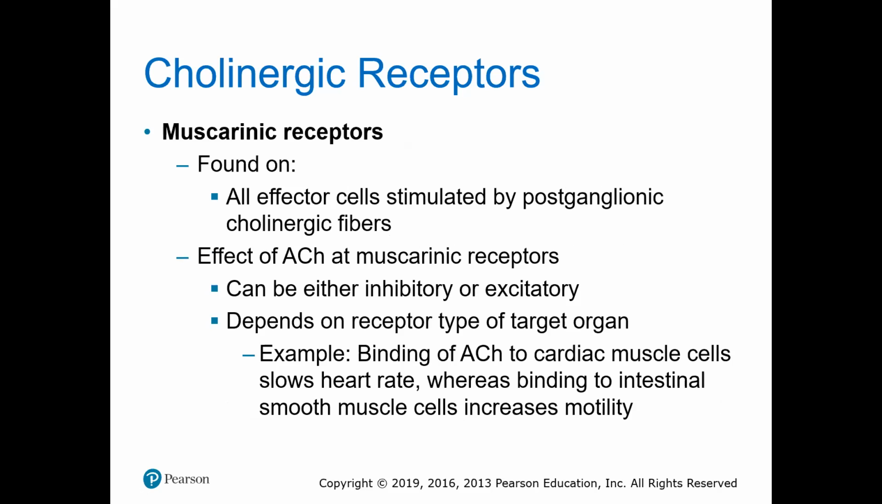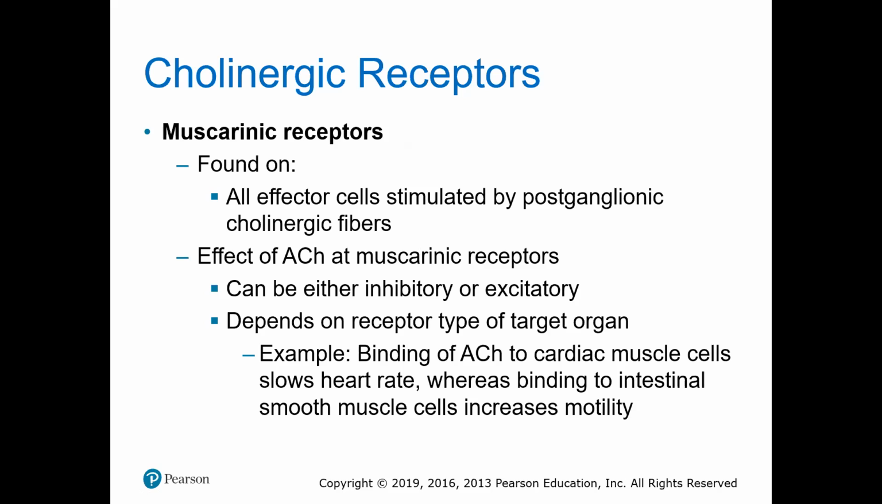Acetylcholine on nicotinic receptors is always excitatory. On the muscarinic receptors, it can be excitatory or inhibitory. For example, acetylcholine landing on cardiac muscle cells is inhibitory. It slows down our heart rate. The same acetylcholine, when it lands in our gut, is excitatory. It raises our digestive rate, how we process our food.